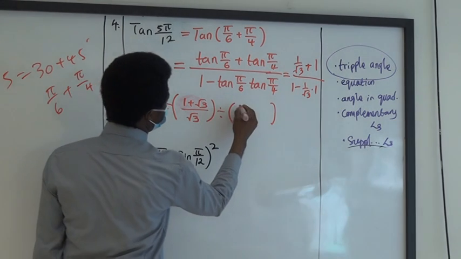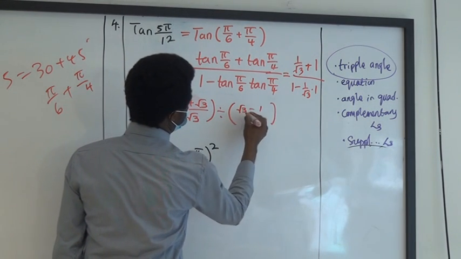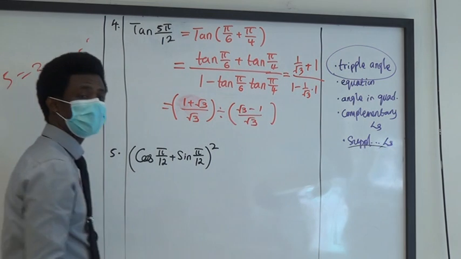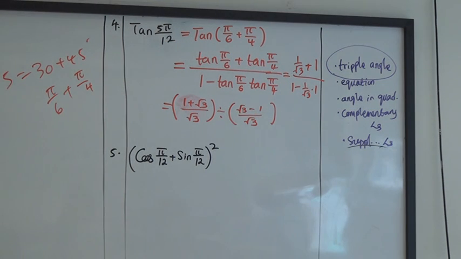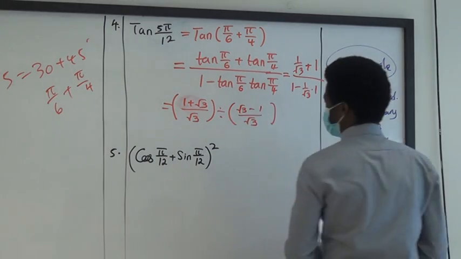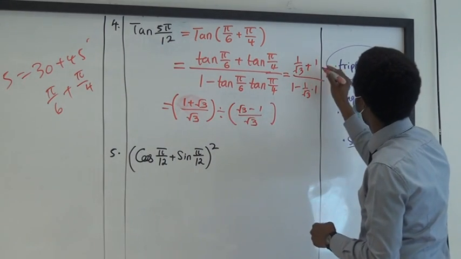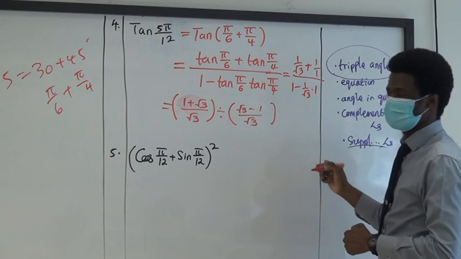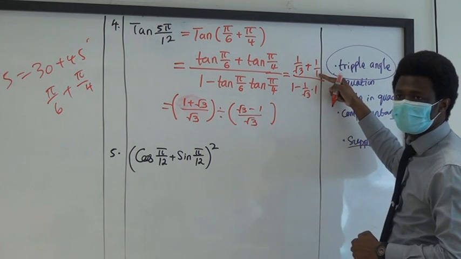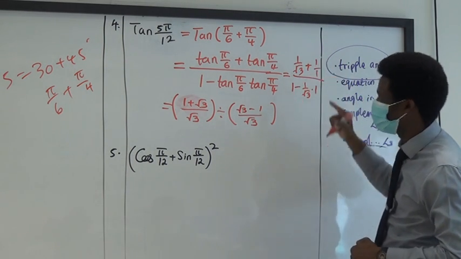Okay. The other one will be root 3 minus 1 divided by root 3, also as a single fraction. Am I too fast? So what I've done here is 1 over 1, so that will be root 3 over root 3. So that will be 1 plus root 3 over root 3.